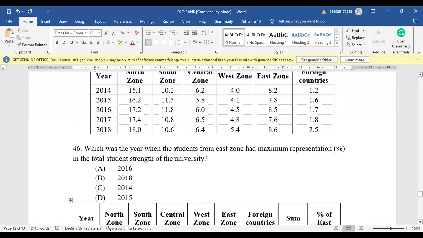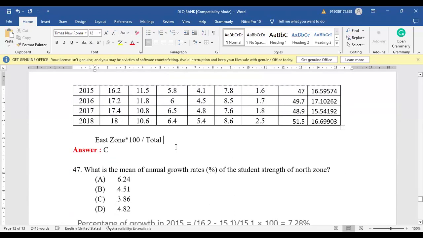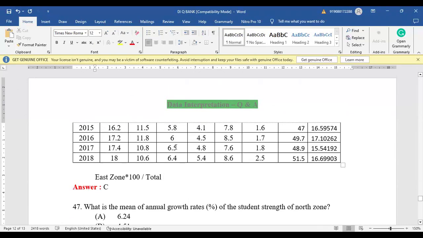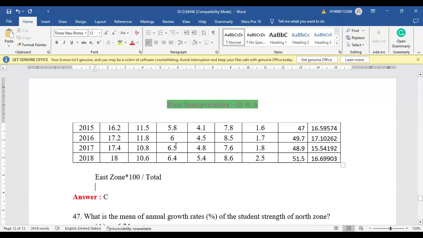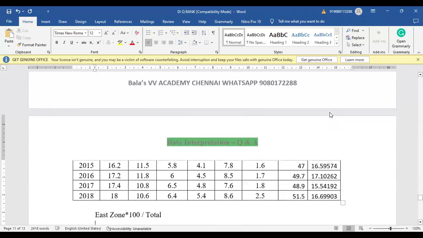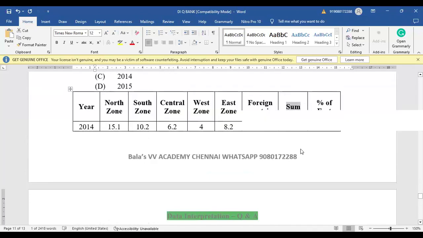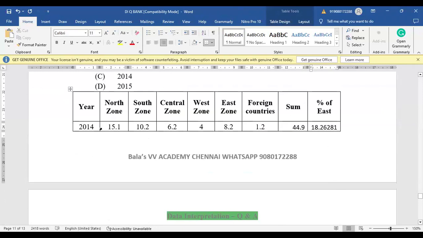Which years have they mentioned? 14, 15, 16, 18. I will just operate for 1 year; for the remaining years, I have put the values here. So what we need is a sum, correct? We should have the total. That is what I mentioned here as sum. This is not given in the question. This we have calculated by adding all the cells.